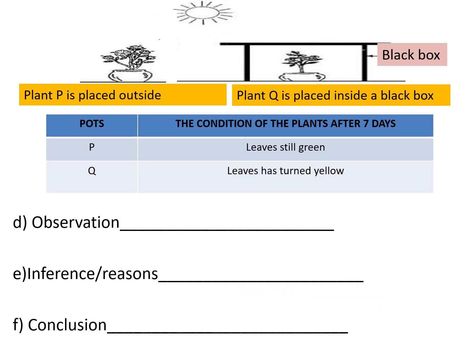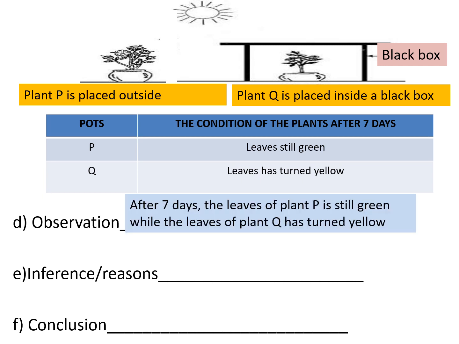So for observation, compare what happens to both plant P and Q. And you cannot see anything that happens to both plants in the diagram, but you can see from the table that it has stated here that plant P, the leaves still green, while plant Q, the leaves has turned yellow. So our observation here is after 7 days, the leaves of plant P is still green while the leaves of plant Q has turned yellow.